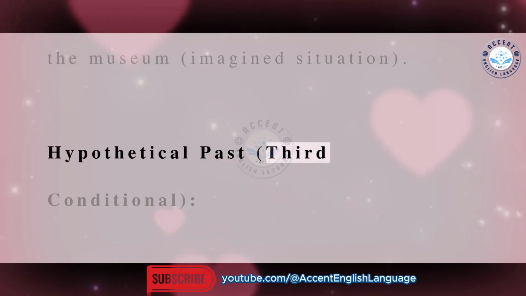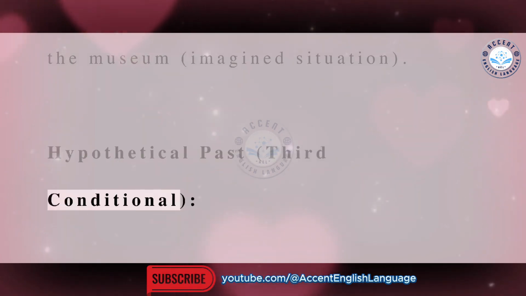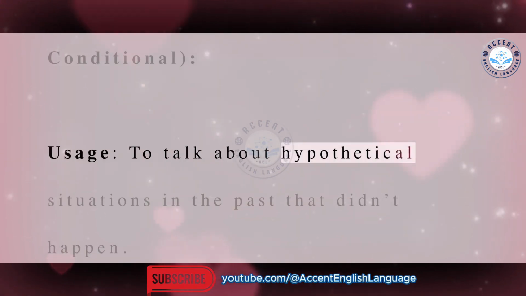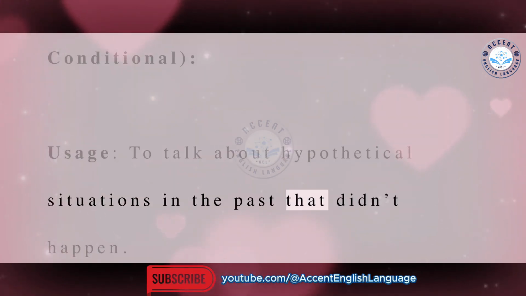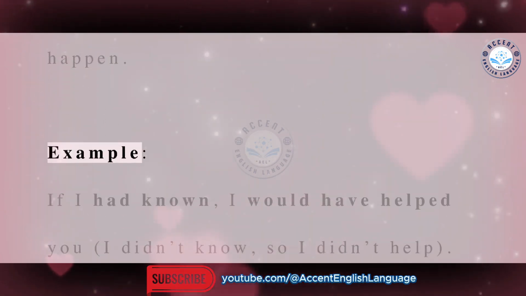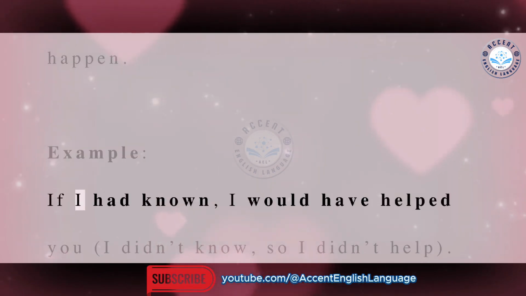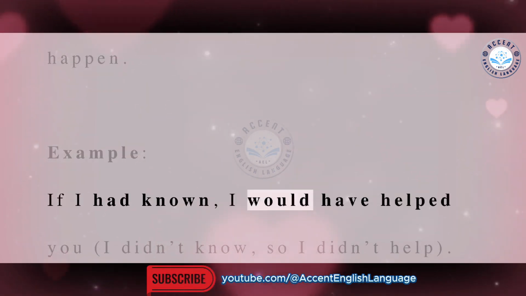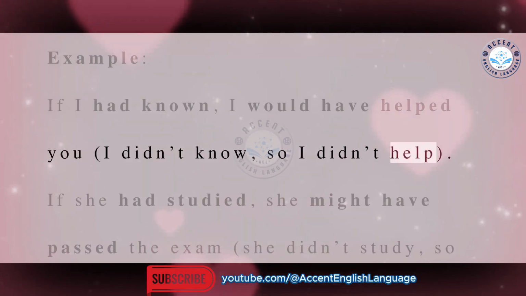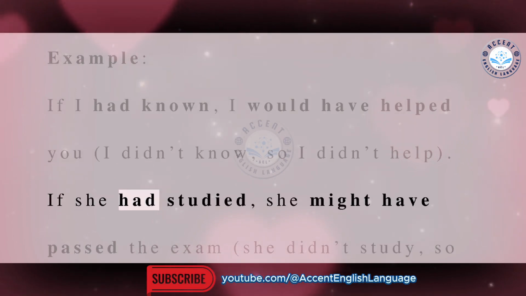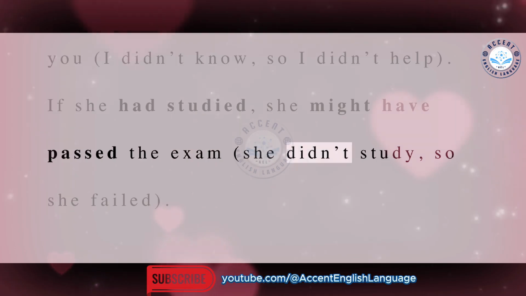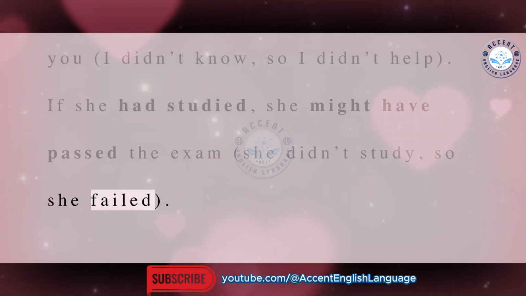Hypothetical past, third conditional. Usage: to talk about hypothetical situations in the past that didn't happen. Example: If I had known, I would have helped you. I didn't know, so I didn't help. If she had studied, she might have passed the exam. She didn't study, so she failed.